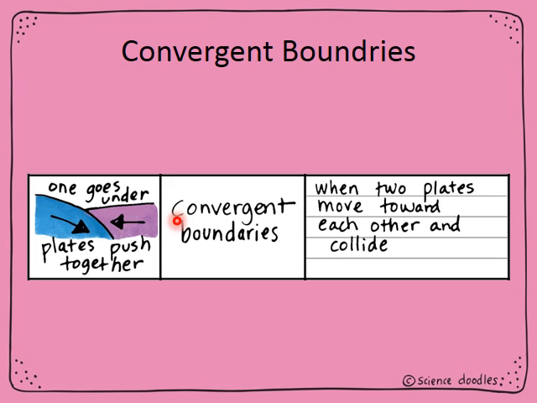Our next word is convergent boundary. Convergent. It's when two plates move towards each other and collide. So this plate, the blue plate, is moving to the right, the purple plate is moving to the left, and so they're going to run into each other. And that is called a convergent boundary. They're moving towards each other.